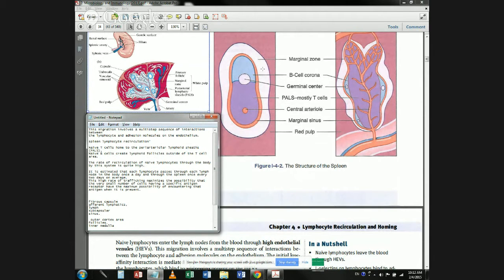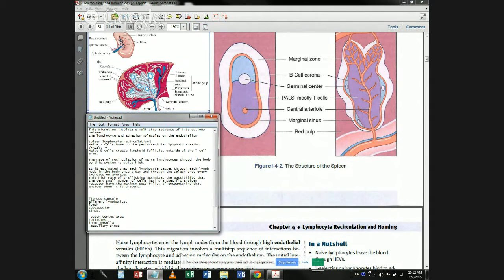And they will form these lymphoid follicles all around here. And that would be probably the white matter, white pulp, I'm sorry. The rate of recirculation of naive lymphocytes. Now we're just done with the spleen, basically. So we're done talking about the spleen.